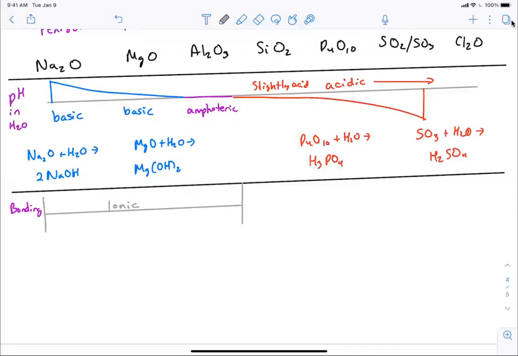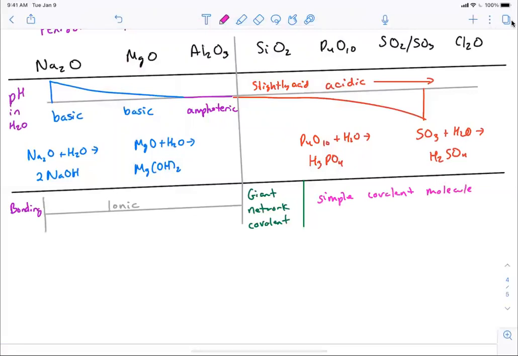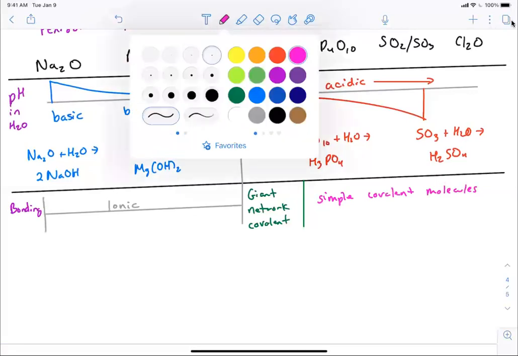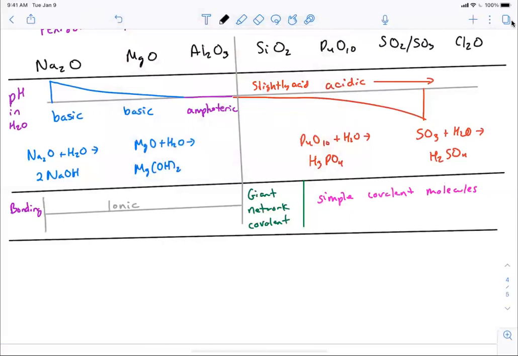Ionic bonding. Okay. SiO2 is giant network covalent. And the rest of them are simple covalent molecules. And when I mean simple, I mean that they exist in individual molecules.